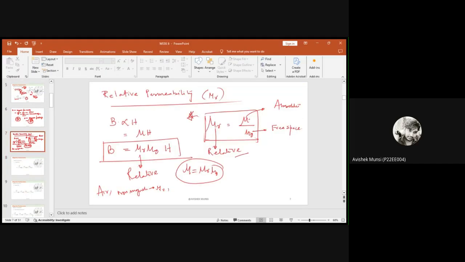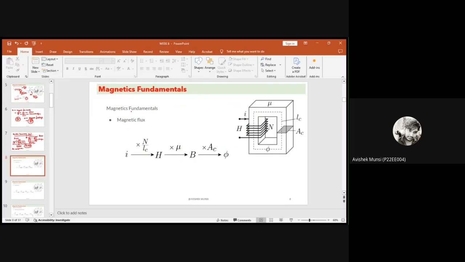Okay, so before moving into this one, magnetic flux, as I said, is related to phi, where S is the area of cross section. So B is phi by AC, and B into AC will give the flux. H into mu will give the magnetic flux density, where H is the magnetic field intensity. This is the easiest way to understand these things.